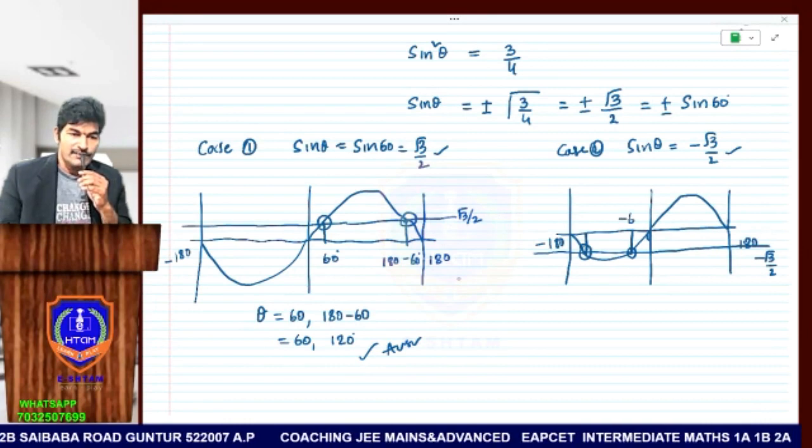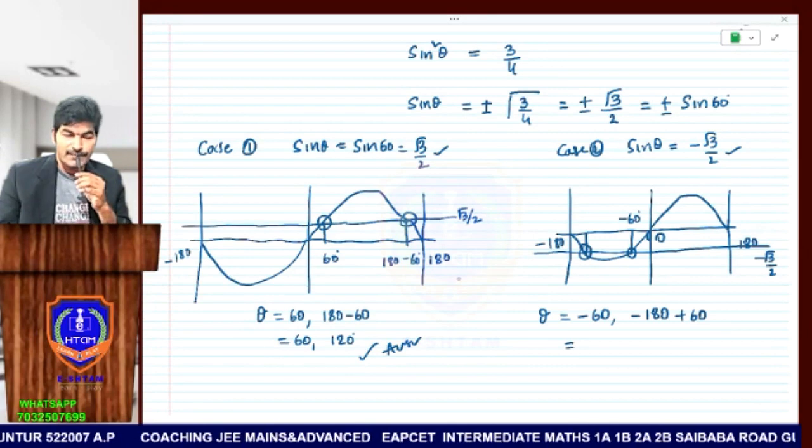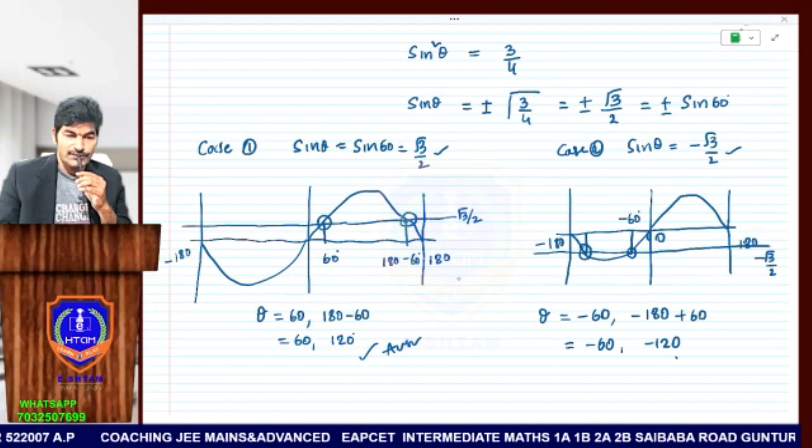This is minus 60, because it was below 0. Understood? So therefore, theta equal to minus 60, and the other angle, you know how to identify that. Minus 180 plus 60. Minus of minus is plus. So minus 60, and this will be minus 120. So these are the answers for this question.